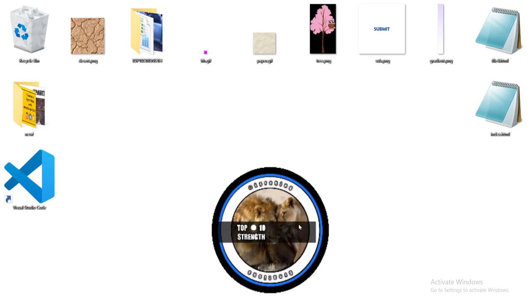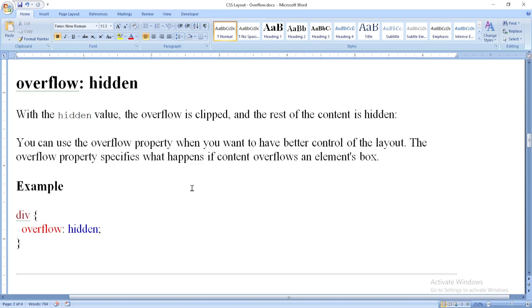Welcome back everyone. Quickly, let's continue our discussion on CSS Overflow. And right now we'll be discussing overflow of hidden. With the hidden value, the overflow is clipped and the rest of the content is hidden. You can use the overflow property when you want to have better control of the layout. The overflow property specifies what happens if content overflows an element's box.